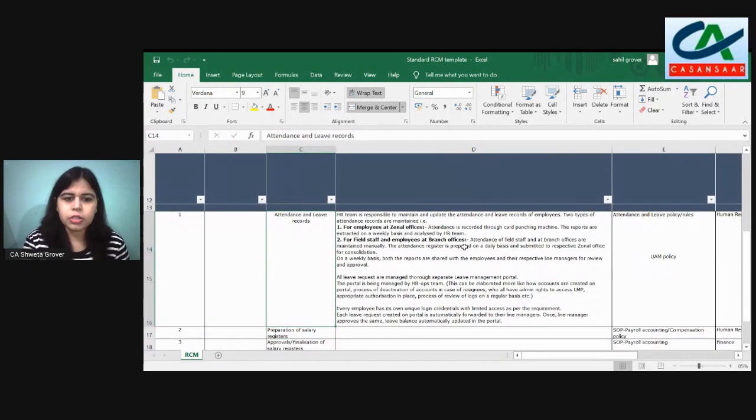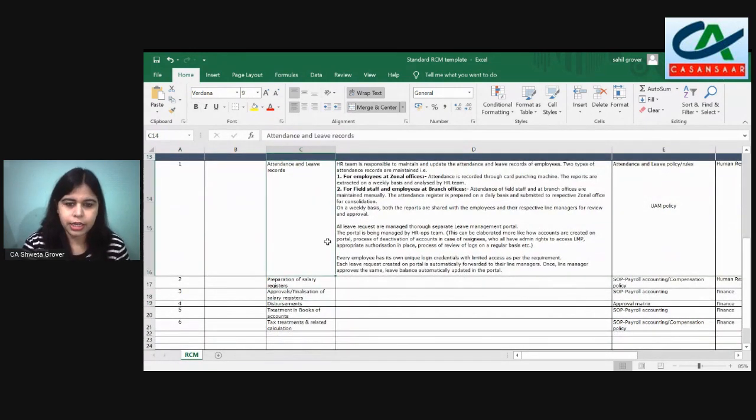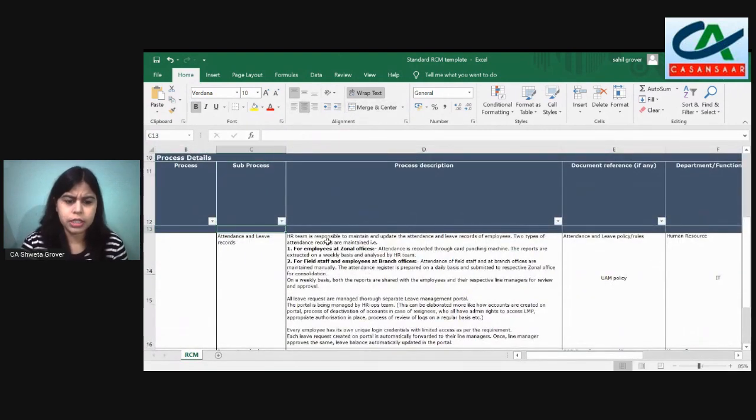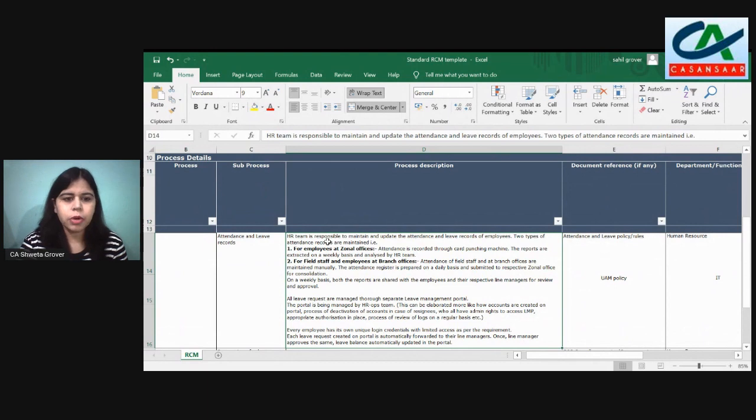The sub process totally depends upon what is going on in a particular company or organization. I have taken an example, so I have divided it into six sub processes, and today I'm going to discuss the first sub process with some live examples on risk and controls. So let's suppose in this XYZ company, this is the process description.